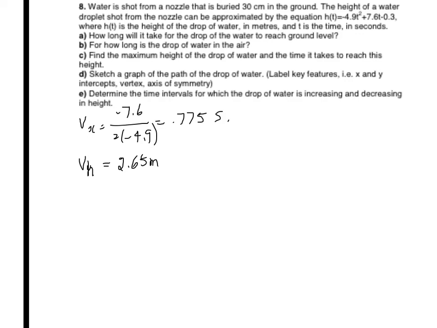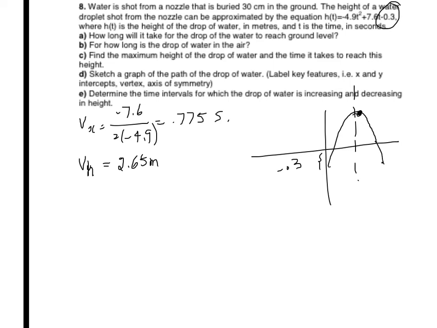Now, the graph is going to look something like this. This is going to be your vertex. This point is going to be negative 0.3, which is your y-intercept. And this is your axis of symmetry, so you can go the same amount to the right, and you can just connect the points together. This is going to be your graph of the h of t.